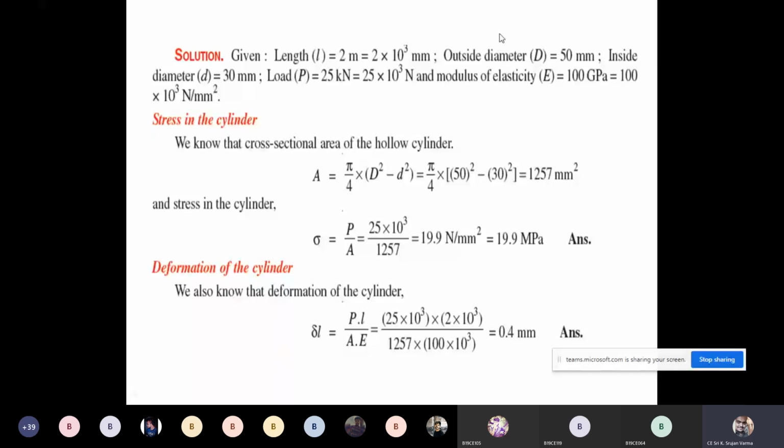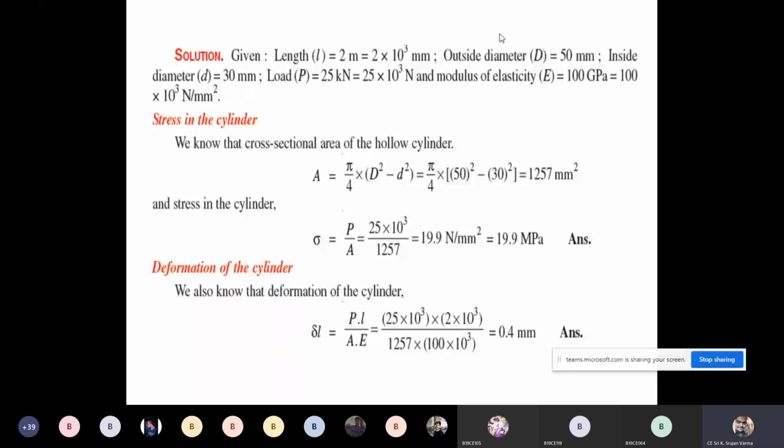Deformation means change in length. So, we already have a formula to calculate the change in length, right? What is that formula? PL divided by A into E. Delta L is equal to PL by AE. So P is known to us, load which is 25 into 10 to the power 3. Length is known to us, 2 into 10 to the power 3 millimeter. Cross-sectional area is calculated, that is 1257 millimeter square. And Young's modulus of the metal is also known to us, 100 GPa, 100 into 10 to the power 3 Newton per mm square.